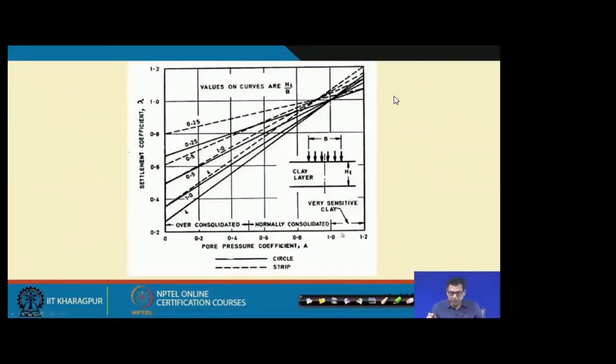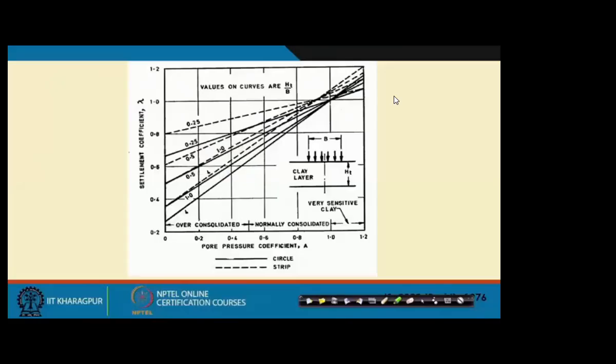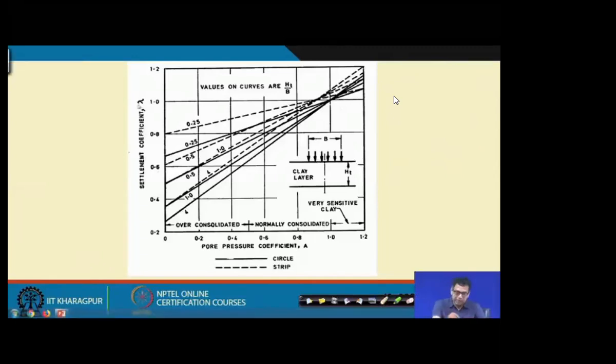From the soil mechanics course, you know that there are two pore water pressure parameters, one is A and one is B. If we have the A parameter value, then by using this chart, which is proposed by the IS code, we can calculate the settlement coefficient, which is nothing but the value that we are using for the correction factor.